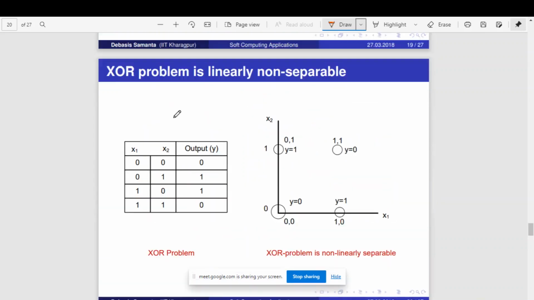Now let us consider the case of XOR. See, this is the truth table for XOR: 0 0 0, 0 1 1, 1 0 1, 1 1 0. Now this point is 0 0, which is 0 output. Y is output, right? And this is 0 1, the output is 1 here, and this is 1 0. This is also 1, and this is 1 1. This is 0.